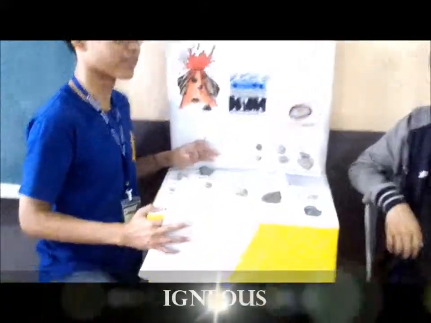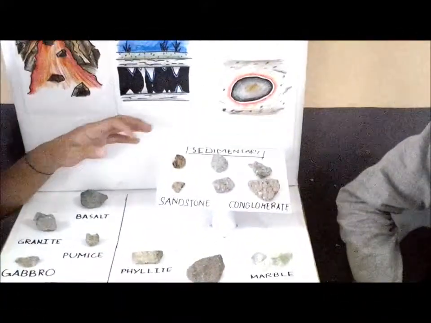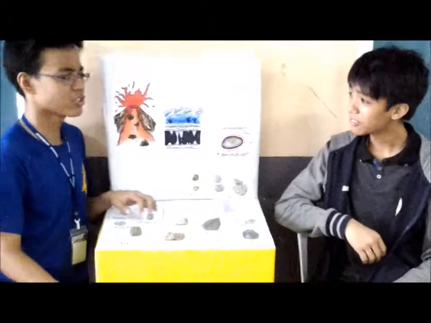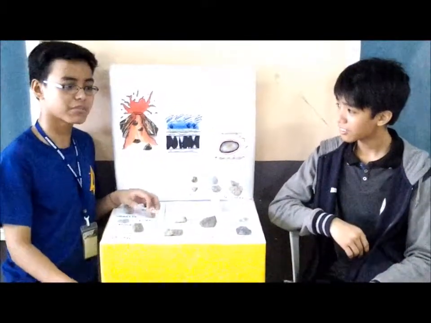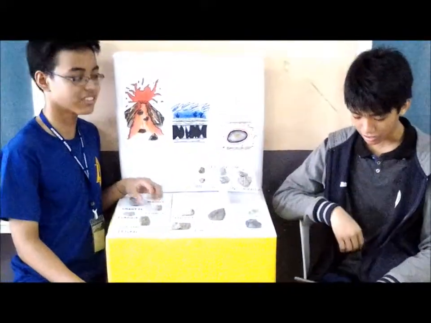Here we have the three classifications of rocks. Tell me, what is this that you're calling? This is the igneous side. Now what is this? This is the metamorphic side. How about this? And this is the sedimentary podium. More about sedimentary rocks. What are sedimentary rocks? Sedimentary rocks are rocks formed by accumulation of sediments.